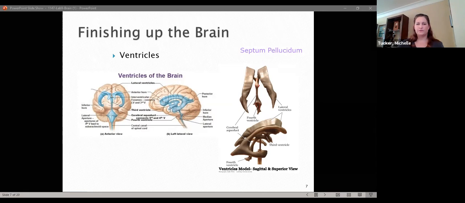The 3rd ventricle surrounds the thalamus. Okay, it's in a canal that is surrounding the thalamus. And then the 4th ventricle is at the opening of the cerebellum. It's this tail right here. Connecting the 3rd and the 4th ventricle is the cerebral aqueduct.